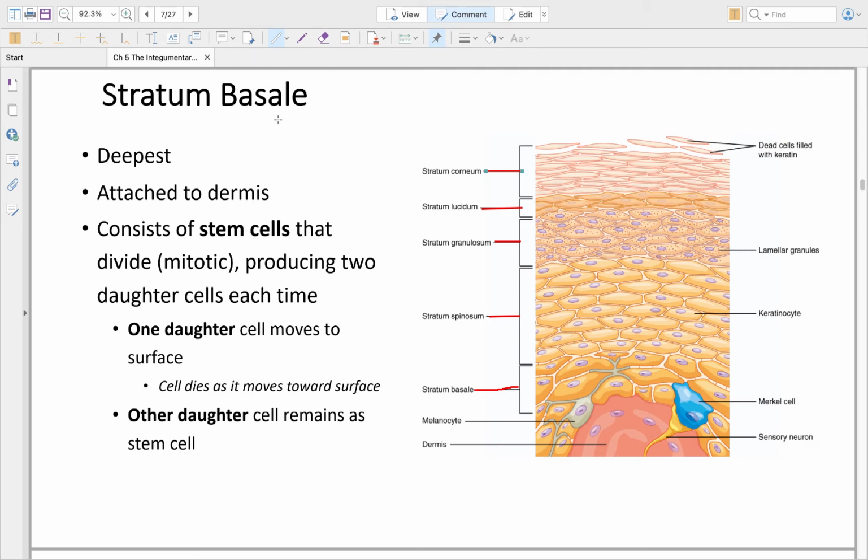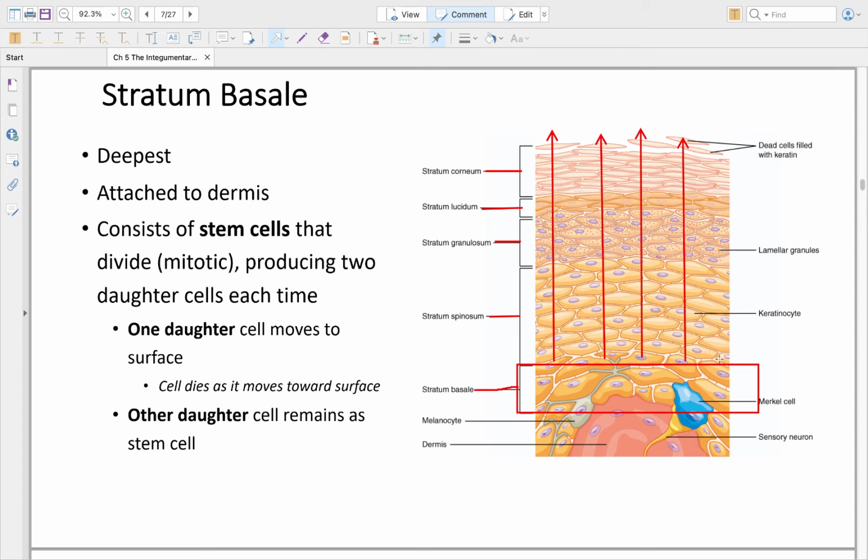Okay, the basal layer is down here. It's the deepest layer, and it's the closest to the dermis. Now, it's attached to the dermis, and it has these stem cells there. We need them because we need all of the other layers of skin above the basal. We need cells up here, right? We need these cells replaced constantly. And guess who's responsible for doing that?